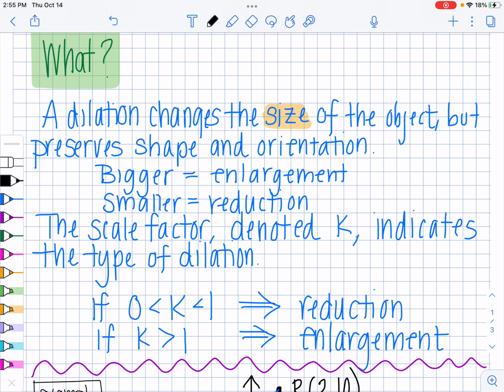If your K value, your scale factor, is between 0 and 1, you're going to get a reduction. Something is going to get smaller. But if your K value is a number bigger than 1, then you're going to get an enlargement. Your picture or object is going to get bigger. In the rule or formula, usually it's K times X and K times Y that tells you how much bigger your shape needs to be.